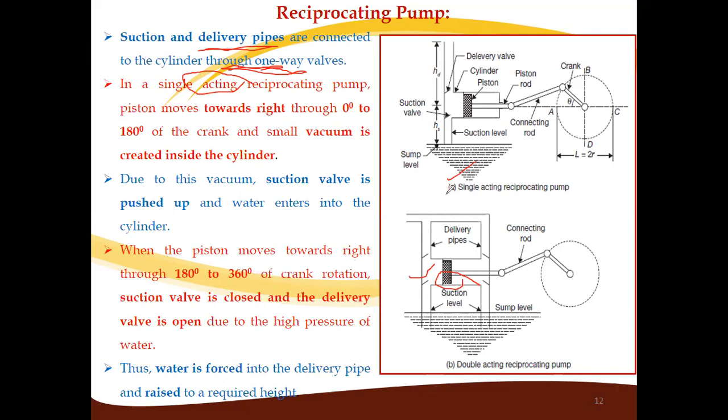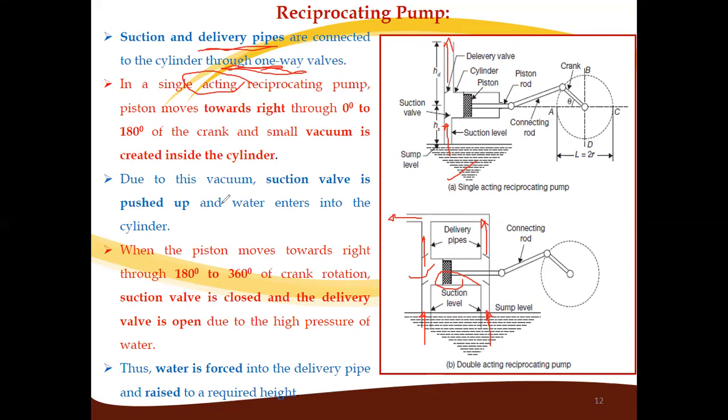In a single acting reciprocating pump, suction takes place at only one side, and delivery takes place at the other side. But in a double acting pump, suction takes place at both ends, this end and this end, and delivery also takes place at both ends. Both delivery pipes are connected to one common pipe.